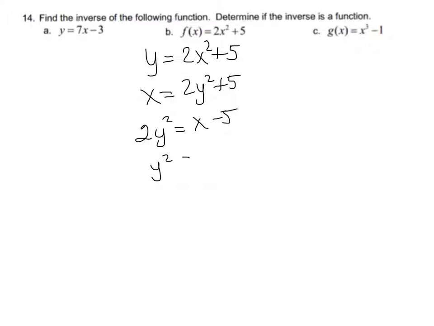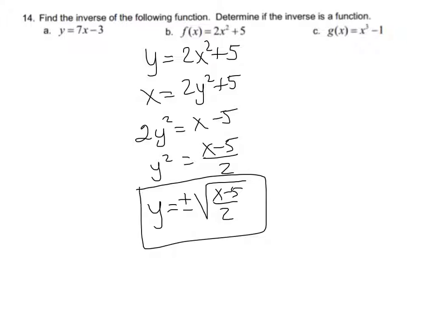Y squared is equal to x minus 5 over 2. And then here was where the ball dropping came in. Y is equal to plus or minus the square root of x minus 5 over 2. So pretty much if you have a plus or minus in your answer, it's not a function.